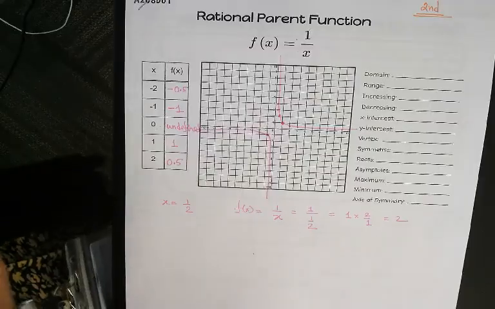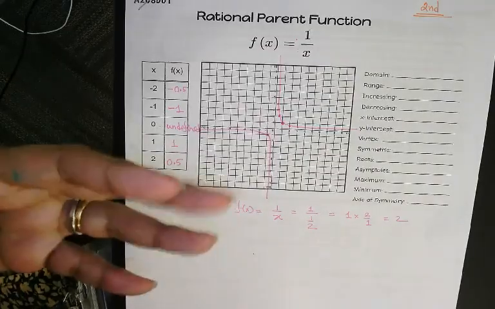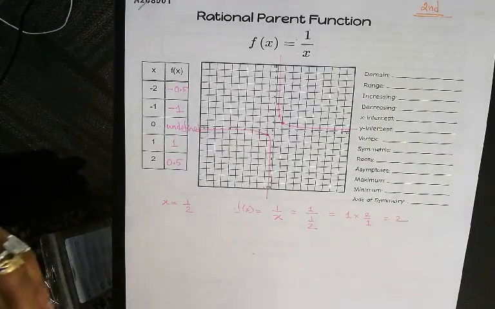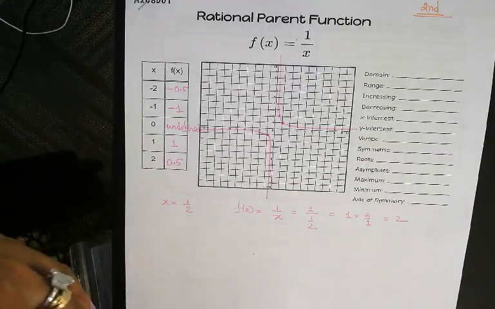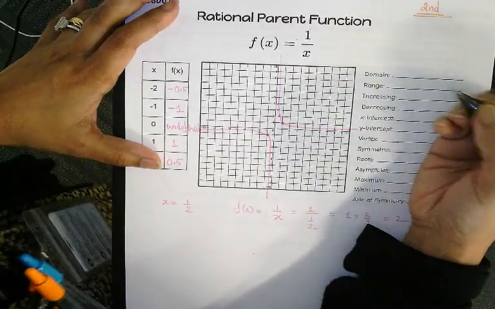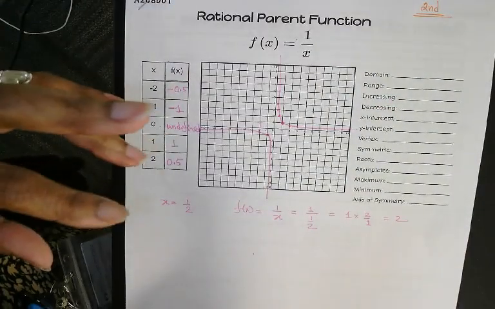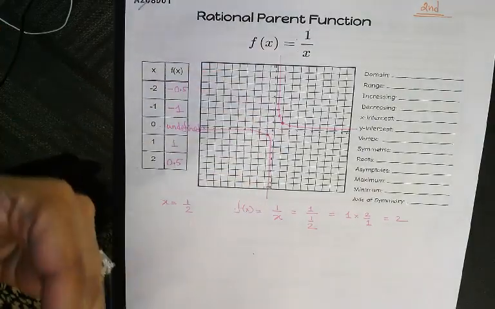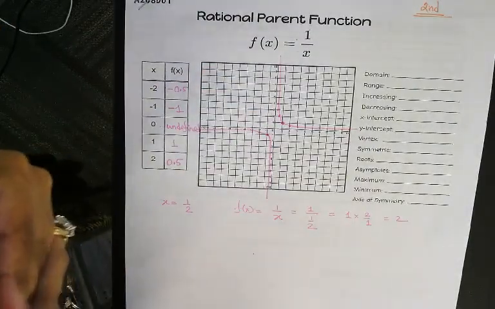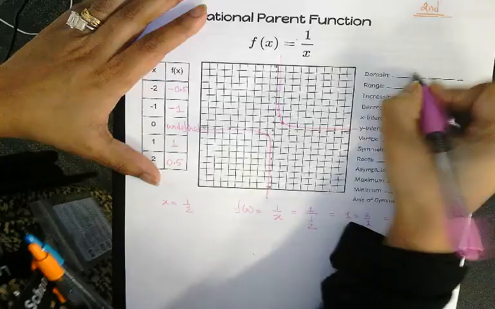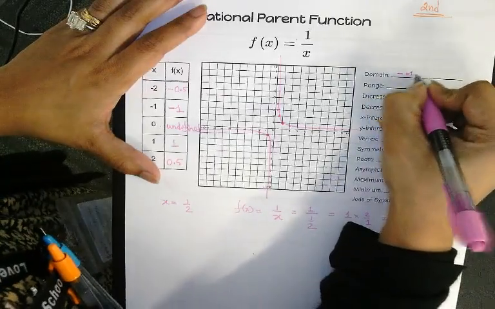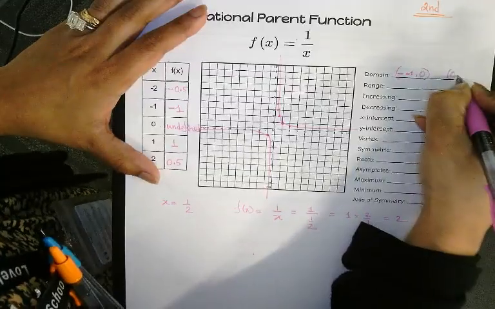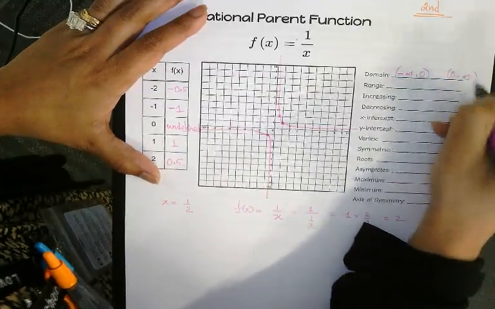Negative infinity up to 0, and then again from 0 up to infinity, because 0 is giving us an undefined value. We cannot take that. So, is 0 included? Is it open or closed? It cannot be closed. If it is closed, I'm taking 0. That cannot work. So, I have to skip 0. So, negative infinity up to 0, and then from 0 up to infinity.